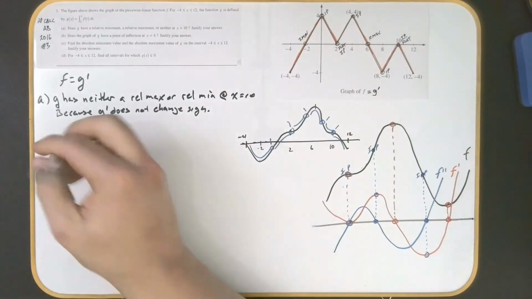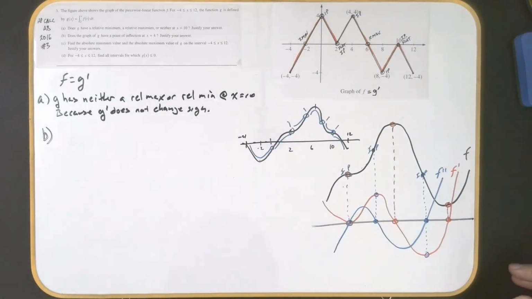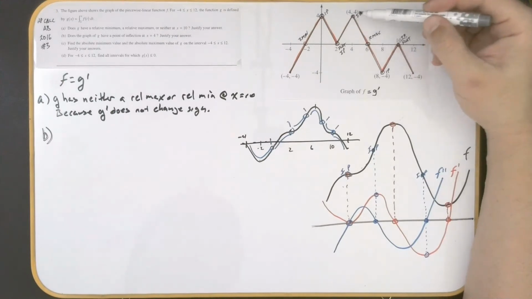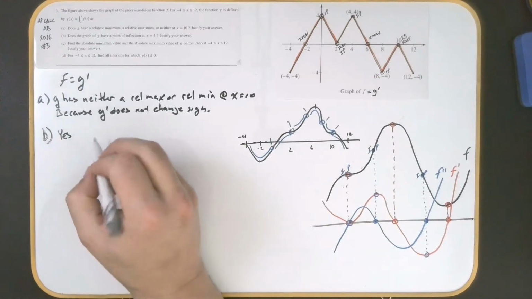So let's see what the question says again. Part B says, does the graph of G have a point of inflection at x equals 4? Justify your answer. Well, at x equals 4, there we are, and that's a peak, and the answer is yes. I can say yes, that is a point of inflection.